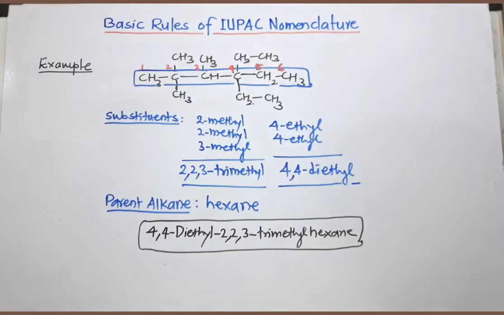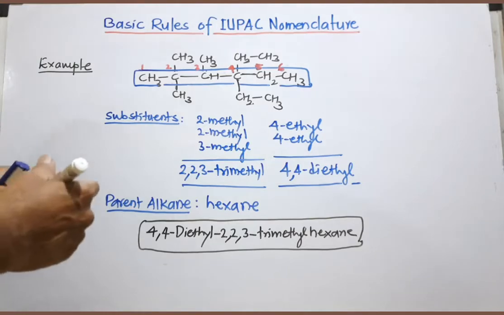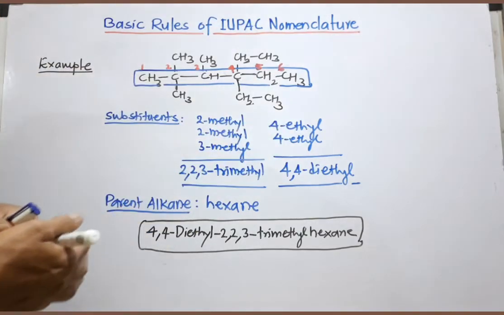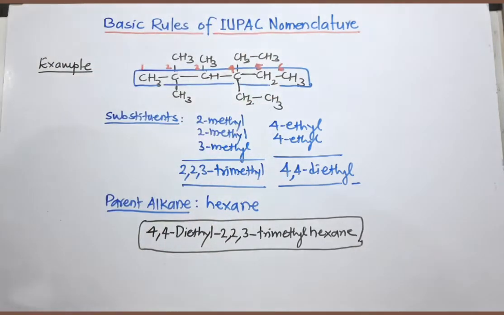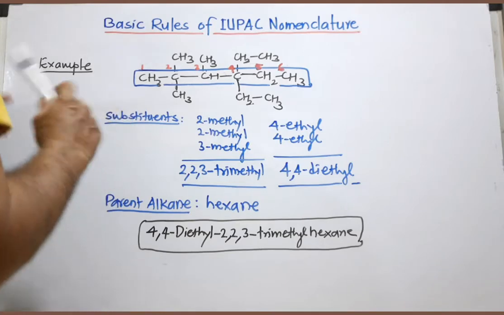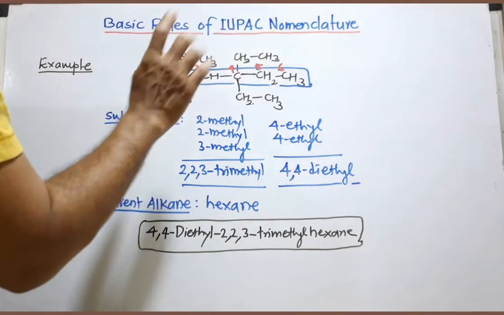Here we will discuss one example of how, using the given basic rules, we can provide an IUPAC name. Irrespective of functional group, I have taken here an alkane. Now, as per the first rule, we have to select the longest chain. You have to find the longest chain having the maximum carbon.